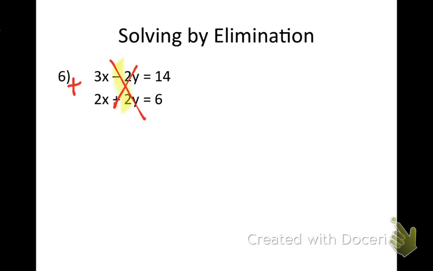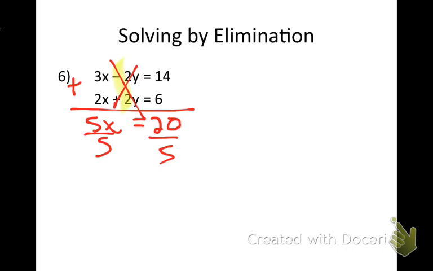So 3x plus 2x gets me 5x. 14 plus 6 equals 20. I have 5x equals 20. Divide both sides by 5. Shane, what's 20 divided by 5? x equals 4. Nice job, sir. I have one of my answers there, or part of my answer. Now I need to plug it in.